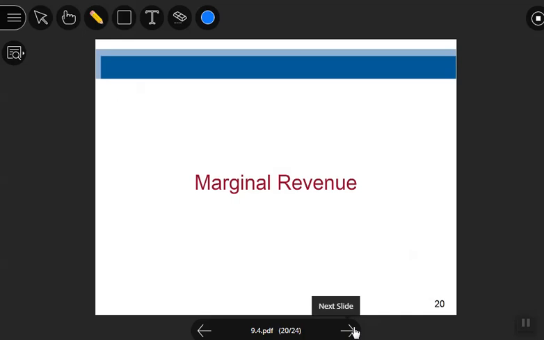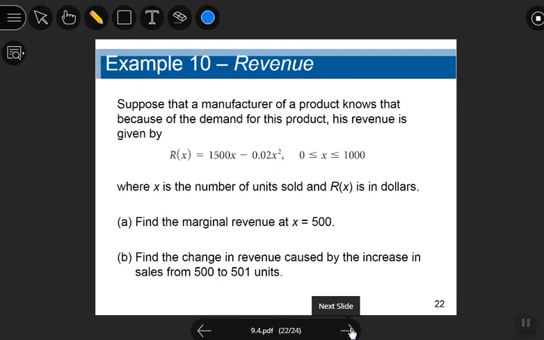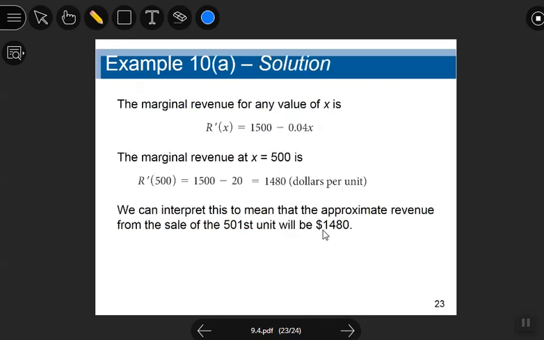So now I am going to discuss marginal revenue. You know already that we can find marginal revenue by taking the derivative of the revenue function. Now look at this example. Suppose that a manufacturer of a product knows that, because of the demand for this product, the revenue is given by this function, where x is the number of units sold and R(x) is in dollars. Find the marginal revenue at x is equal to 500. So by taking the derivative of the revenue function, you can find marginal revenue. So find the derivative of this one and then substitute 500, because it is asked to find marginal revenue at x is equal to 500.